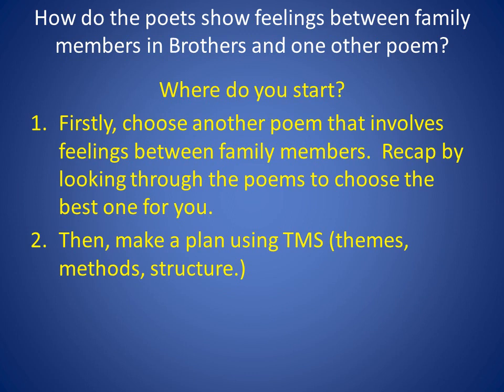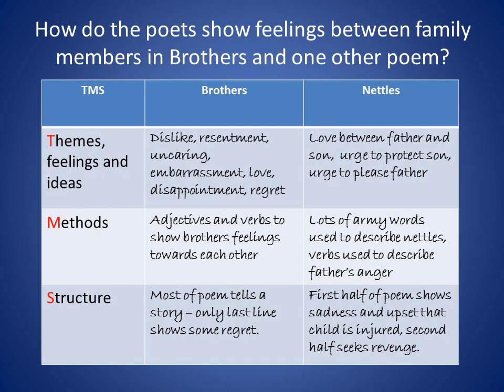So then make a plan using TMS, themes, method and structure. So for example, this looks quite a complicated grid, but all it is is a little table that's 4 rows by 3 columns. So 4 by 3. And in this column, in this row, we write themes, feelings and ideas, methods and structure, and then the names of the two poems. So then we can just simply fill it in with all of our ideas.